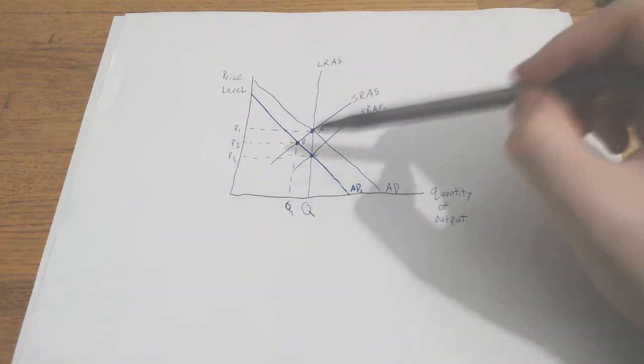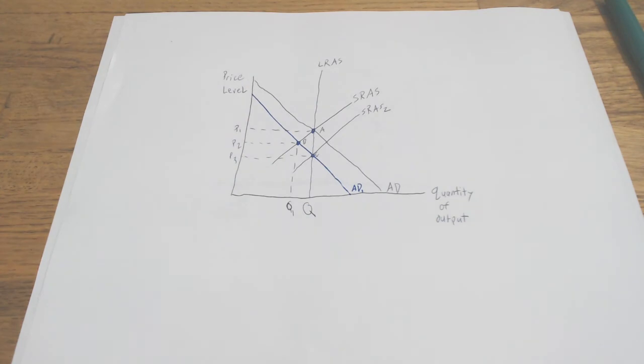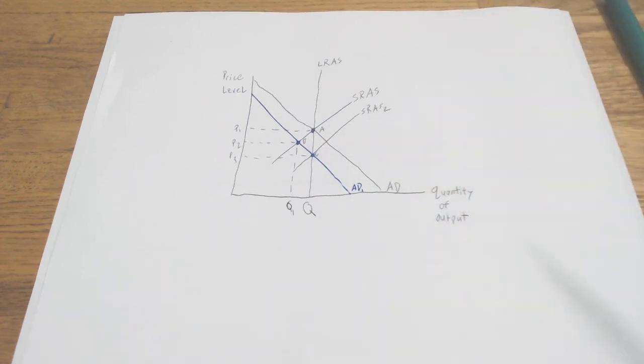Even though prices might be a little bit higher than C, we might just even stay at A, theoretically. If we're able to perfectly adjust the money supply immediately to the contraction, then we could completely negate the effect of the recession. It can also reduce the severity of it. The smaller the aggregate demand shift is, the less severe this recession will be.